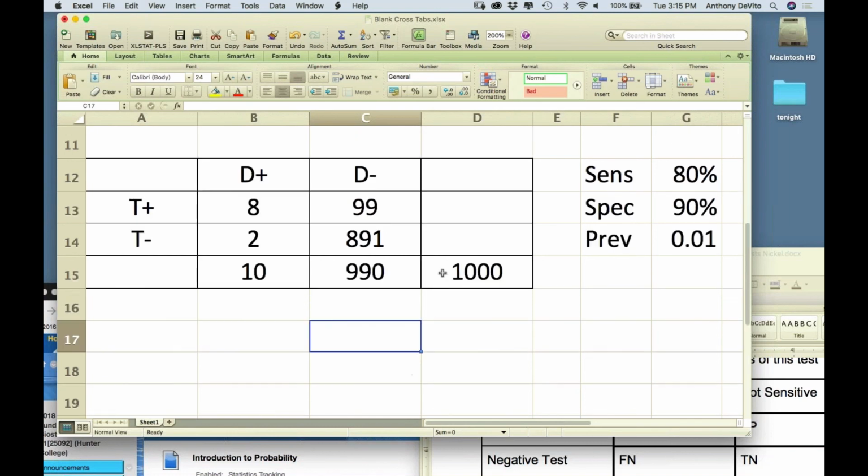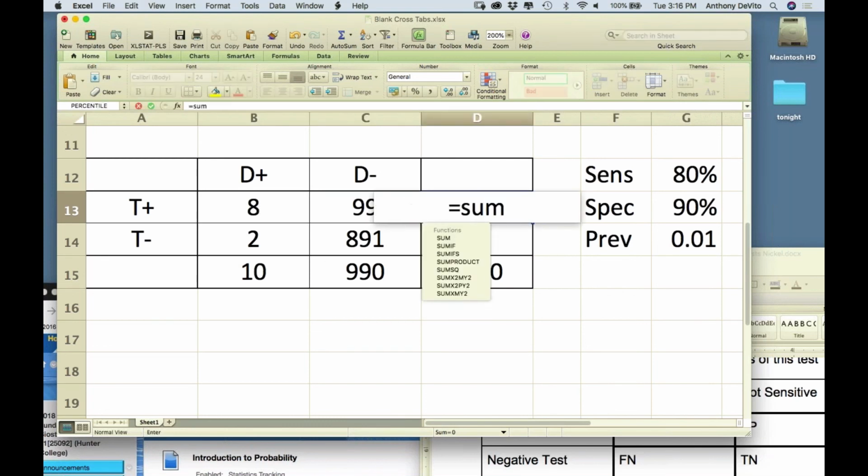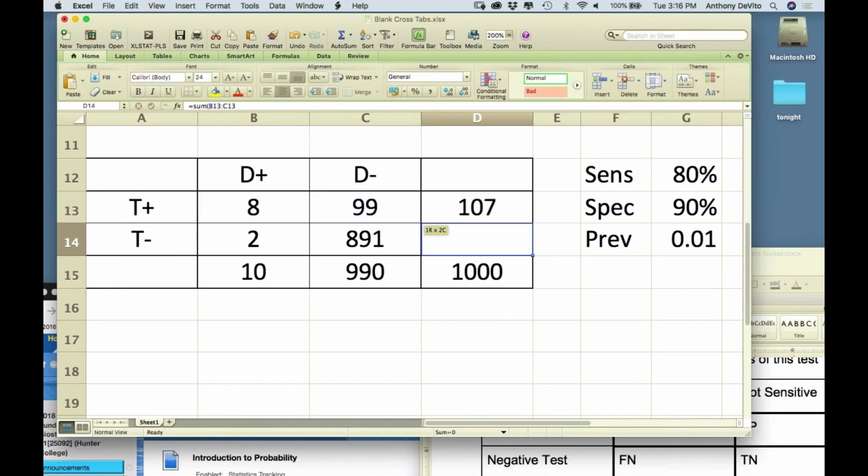Okay? So now, what's the total number of people that test positive? 8 and 99. That's kind of why I prepped you with that table with the male and the female and the divorce, because you kind of got to get an idea what these boxes represent. So how many people tested positive? Well, 8 people tested positive that actually have the disease, and 99 that don't have it. So it's equal to, I'm going to use sum, just makes it easier. 107 people tested positive. How many people tested negative? That's an easy one. 893. And that adds up to 1,000, so it looks right.